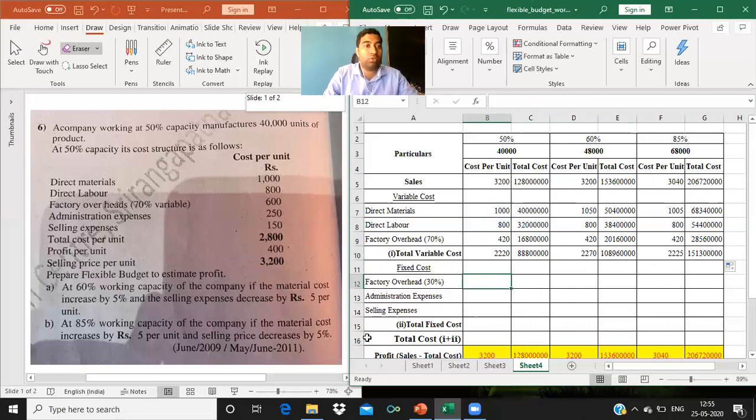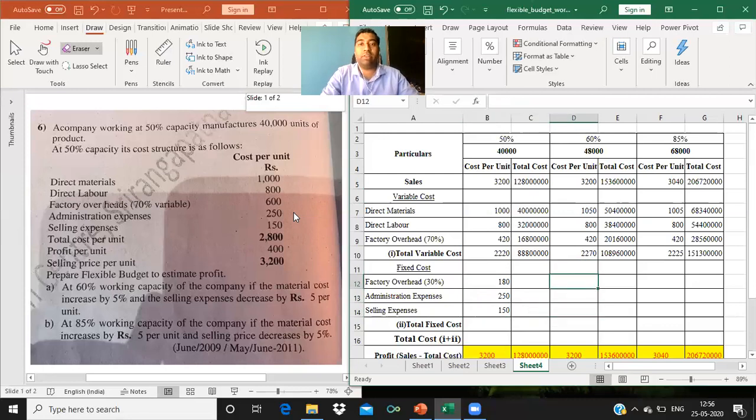Next, coming to the fixed cost, factory overhead. So factory overhead in the problem is given as 600 rupees. So 600 into 30%. We got 180. Coming to the administration expenses, it is fully fixed. So we are going to directly take 250 rupees and selling expenses is 150.